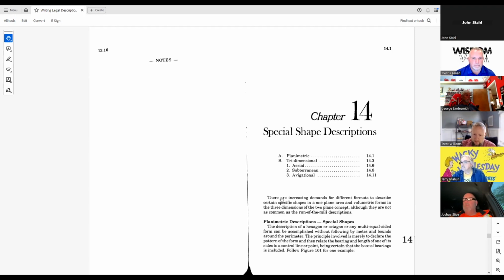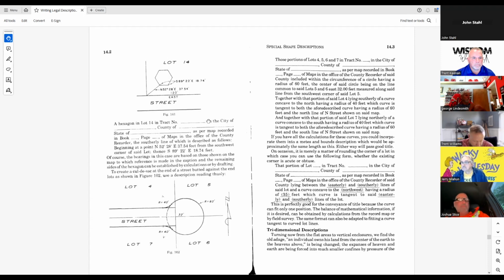Special shapes, unique shapes. He starts out with one I've never experienced, the description of a hexagon or octagon. He gives an example on the next page, but he says any multi-equal-sided form can be accomplished without following metes and bounds around the perimeter. The principle involved is merely to declare the pattern of the form and then relate the bearing and the length of one of its sides to a control line or point, being certain that the basis of bearings is included, and then look at the example to follow.